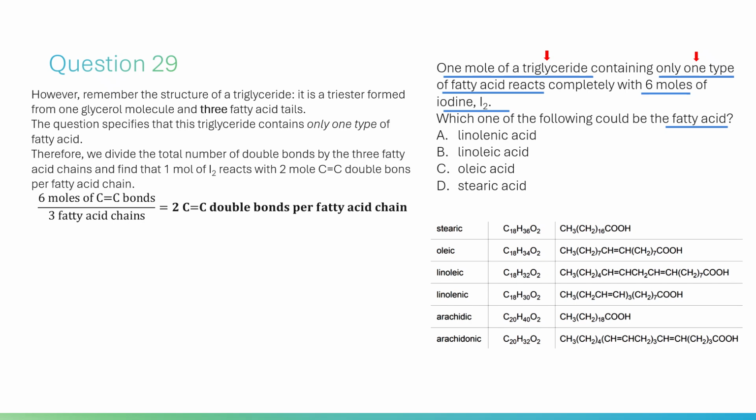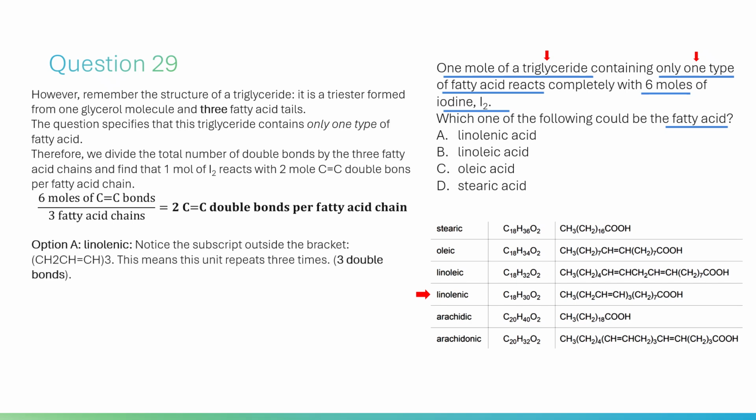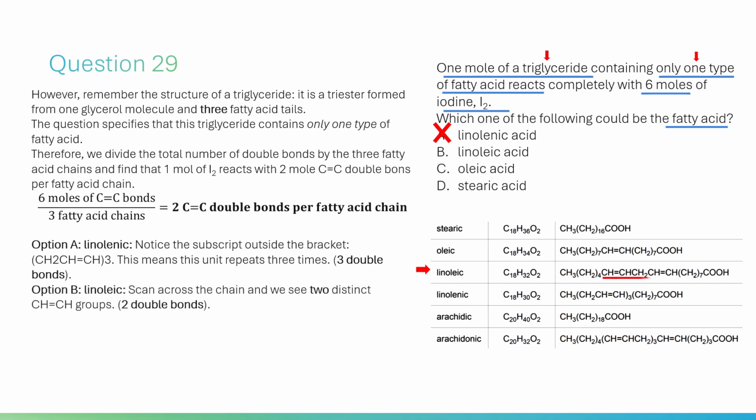Once we calculate that each individual fatty acid chain must contain exactly 2 C=C double bonds, we can open our VCE data book to the fatty acids table and read the semi-structural formulas directly. Option A, linolenic. Notice the subscript outside the bracket, CH2CH=CH3. This means this unit repeats 3 times. 3 double bonds. Option B, linoleic. Scan across the chain and we see 2 distinct CH=CH groups.